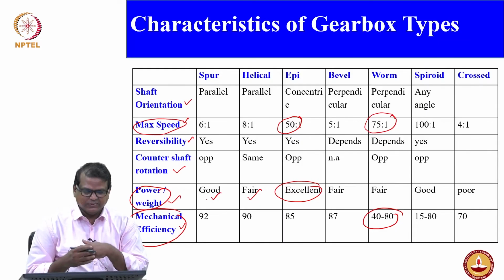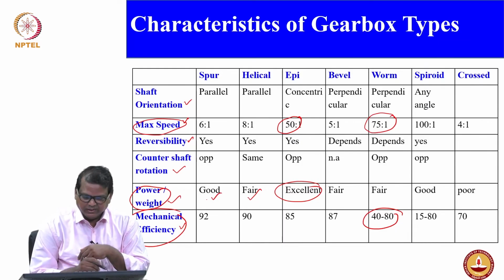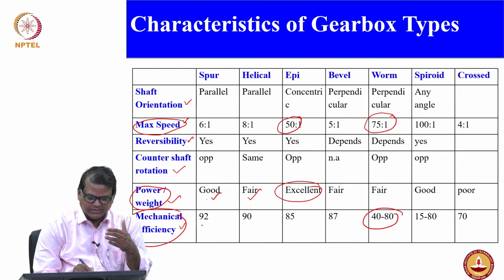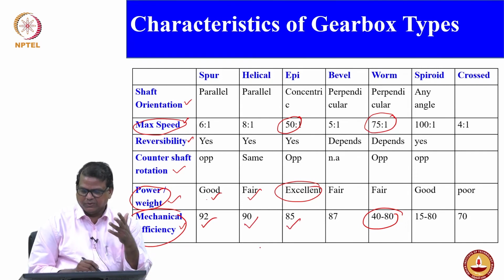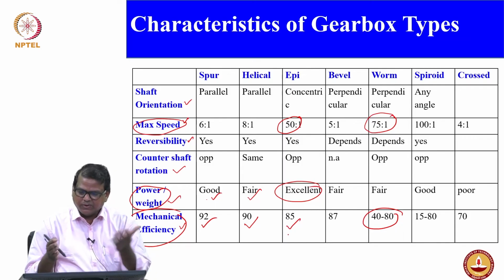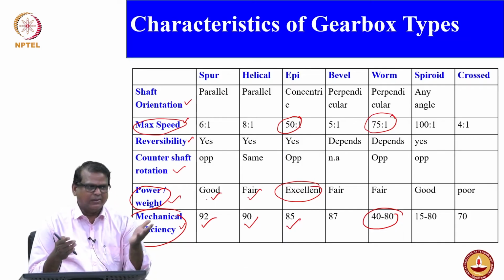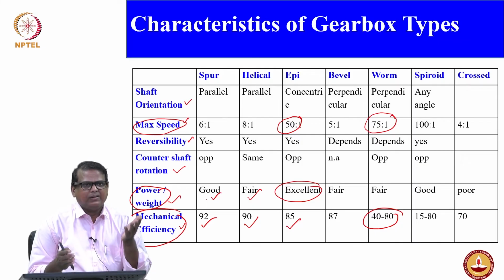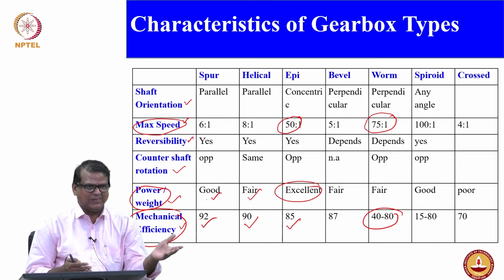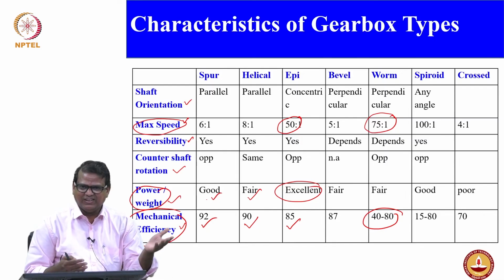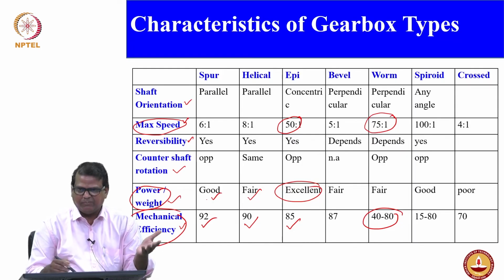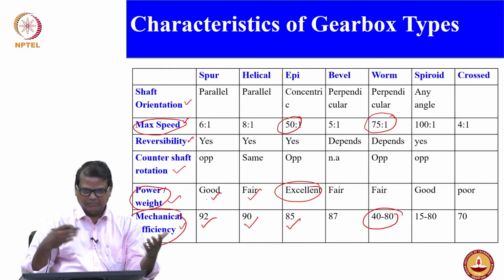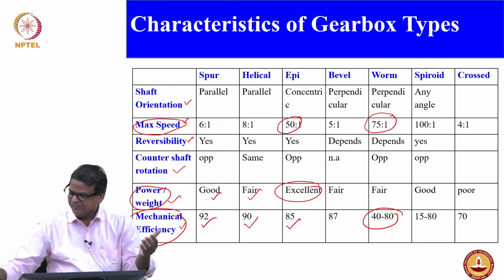If you look at the mechanical efficiency, the highest is spur gear at 92, helical is 90 and epicycle 85, so they are in a close range. Among them you can see clearly that spur and helical are preferred for automobile applications. Epicycle is also there, but it will be a different application, may not be for automobile.